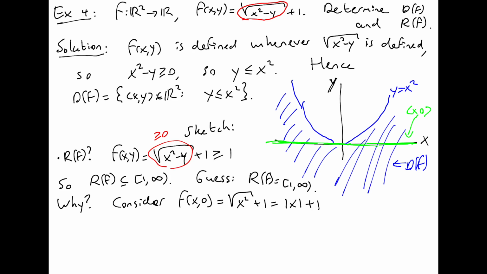So these points are all the green points, right? I'm not considering the whole domain. I only consider the points on the x-axis. So these are of the form (x, 0). So the y-coordinate must be 0.